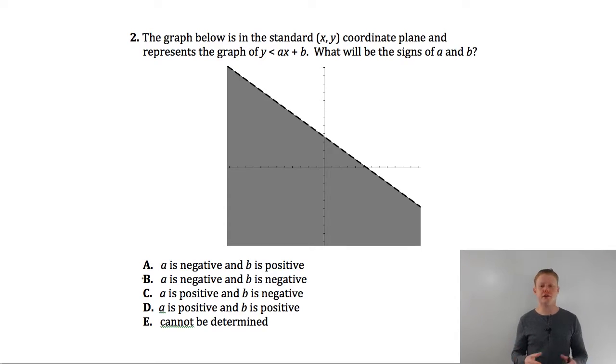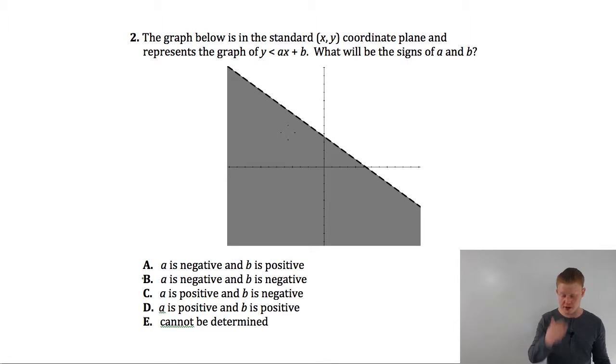Here's our ACT example for graphing inequalities. It's a very straightforward problem, and in fact, it has more to do with knowing how line equations work than it does with inequalities. They want to know what the signs of A and B are, right? They give you this inequality, y is less than ax plus b. What would be the signs of A and B? We have our inequality graphed and shaded. It's also got the dotted line. Everything is done except for the first step in graphing inequalities, the line stuff.